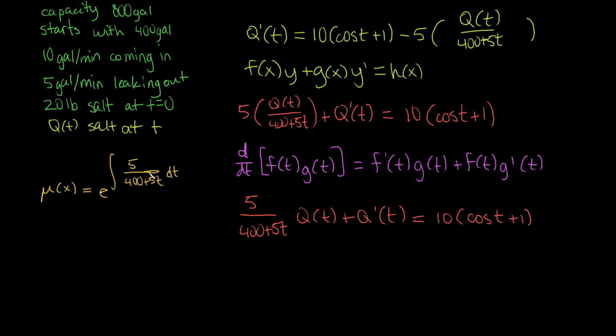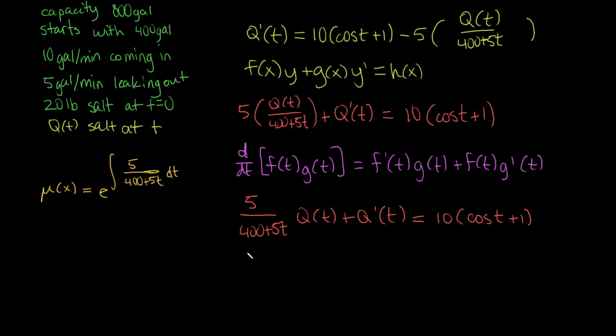Why might this work? Well, when we multiply it into the first term, we're going to have 5 divided by 400 plus 5t times e to the integral of 5 divided by 400 plus 5t dt times q of t. And if you imagine that this was actually the product rule, then this would be the derivative of this function, because when you take the derivative, the e to the x part stays the same, but then with the chain rule, you take down the integral. So again, very abstract here. Let's just actually multiply it in.